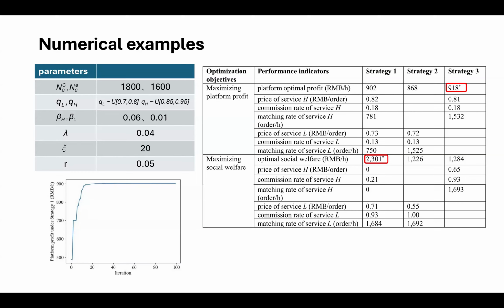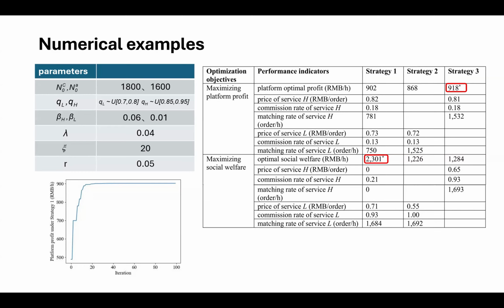In the line chart on the left, we illustrate the evolution of platform profit under strategy 1 as the number of iterations increases. As shown, both platform profit and social welfare across the three strategies tend to stabilize around the 13th iteration, demonstrating good convergence and computational efficiency of our solution algorithm.